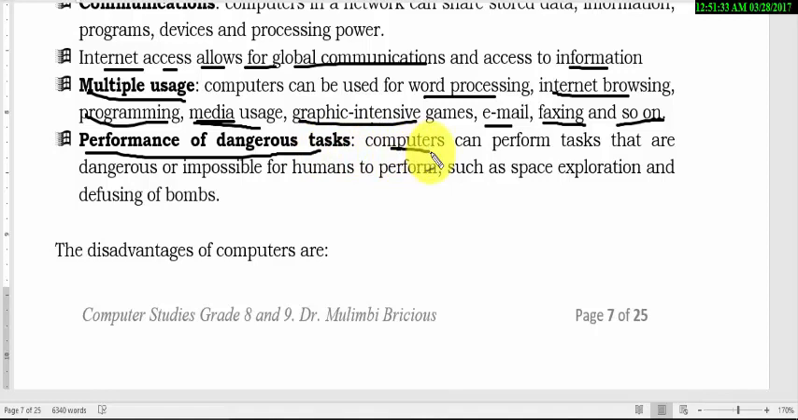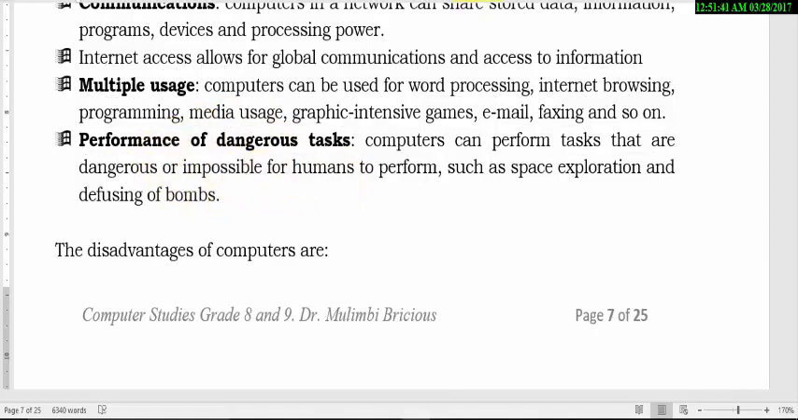For example, computers can perform tasks that are dangerous or impossible for humans. Something which is impossible for a human being. In this case, what we are saying is that a computer will not fail. Computers can perform tasks that are dangerous or impossible for humans, such as space exploration.